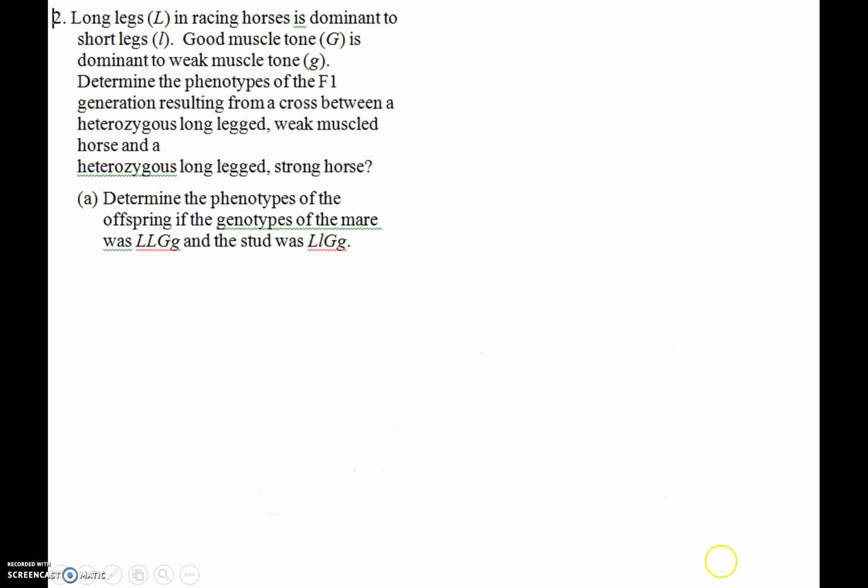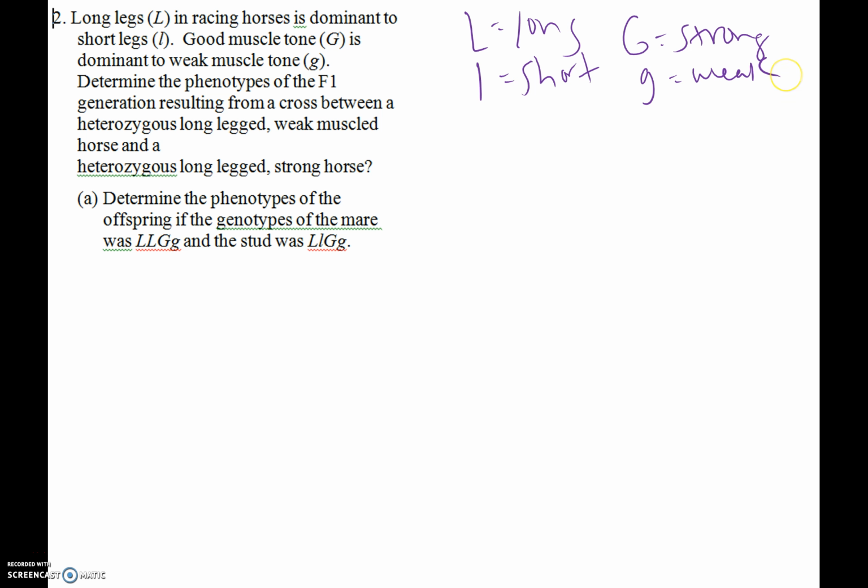Okay. All right. Long legs in racing horses is dominant to short legs. So we're going to write that down. Long legs, and then we have short. And then good muscle tone, so we're going to call that strong, is dominant to weak. Okay. Determine the phenotypes of the F1 generation from a resulting cross between a heterozygous, long-legged, weak-muscled horse.